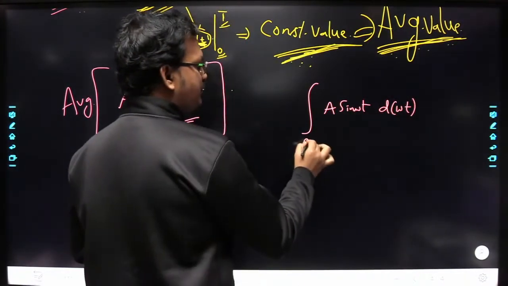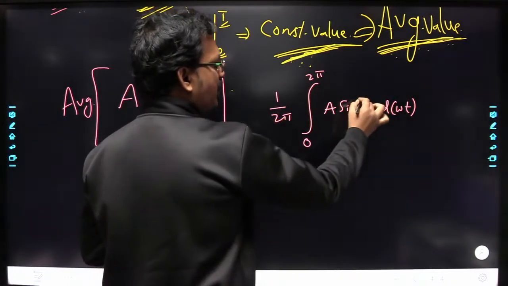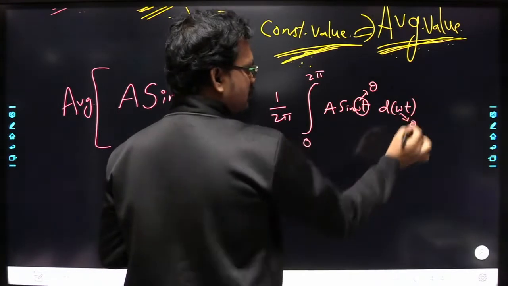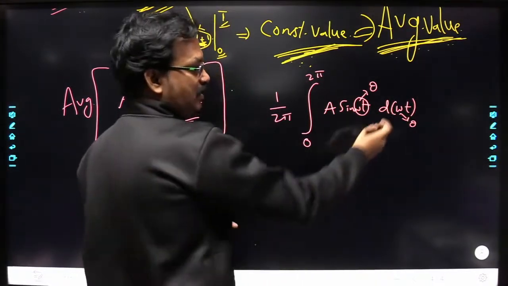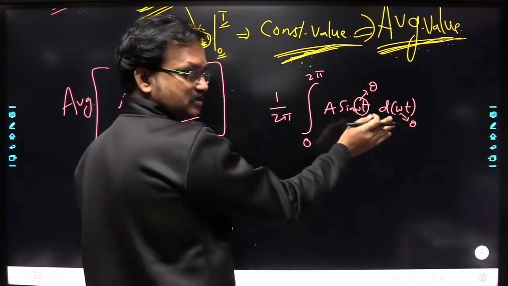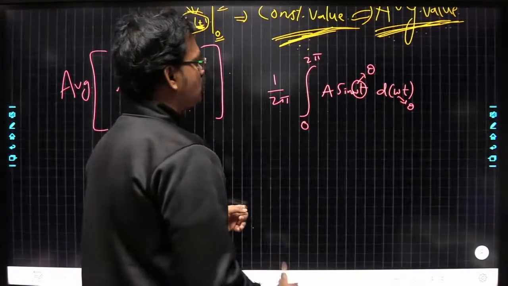So the total time period is 0 to 2 pi, with 1 by 2 pi. In place of omega t, you can replace it with theta here. Omega is radian per second, and here the second gets cancelled. You get the parameter in terms of radians, that is theta. So what are you going to get?